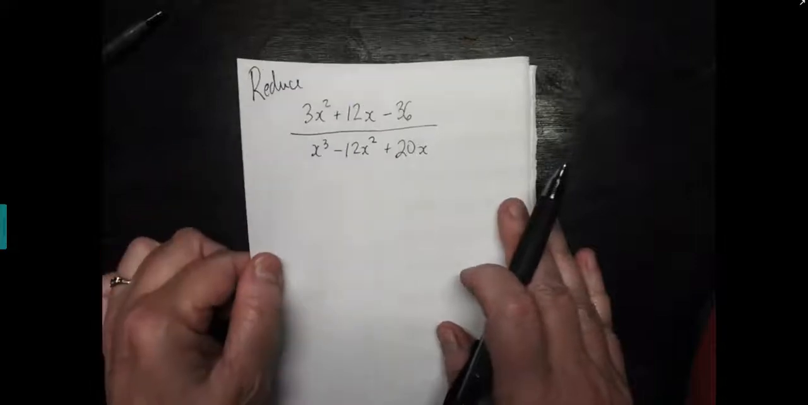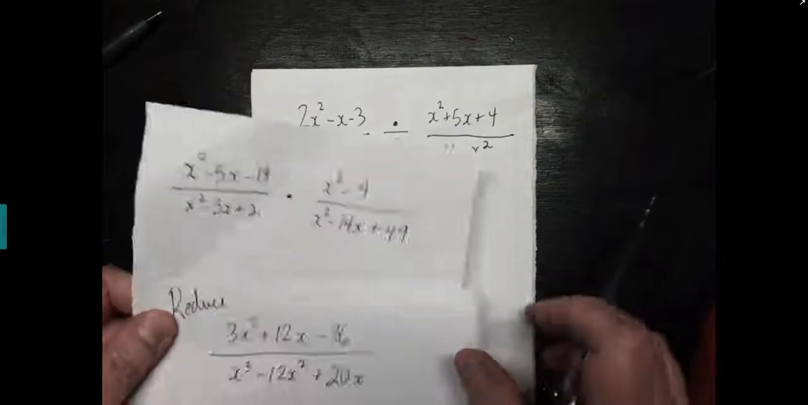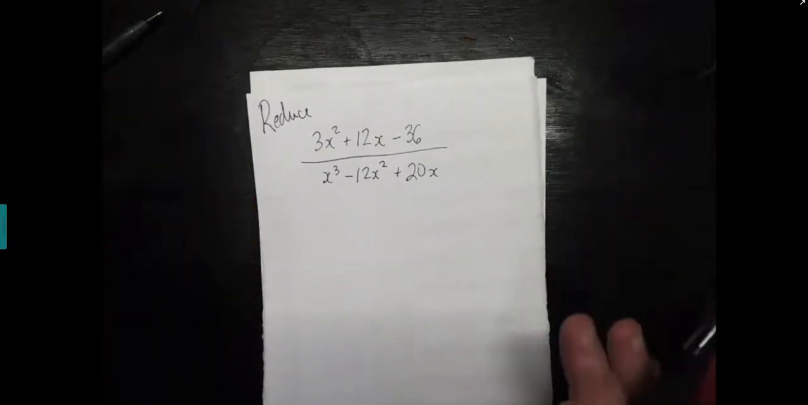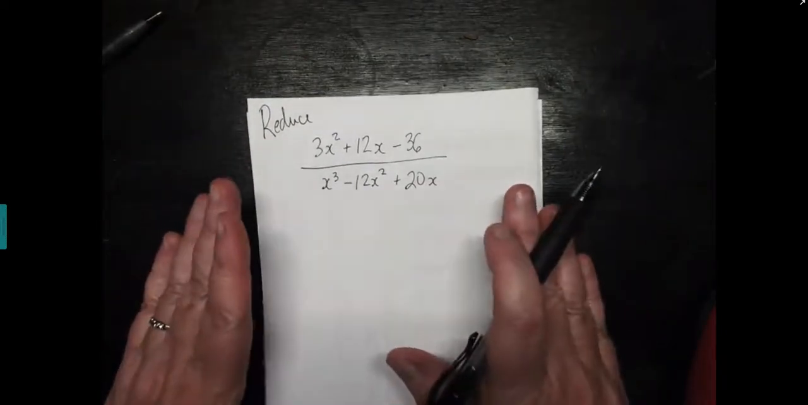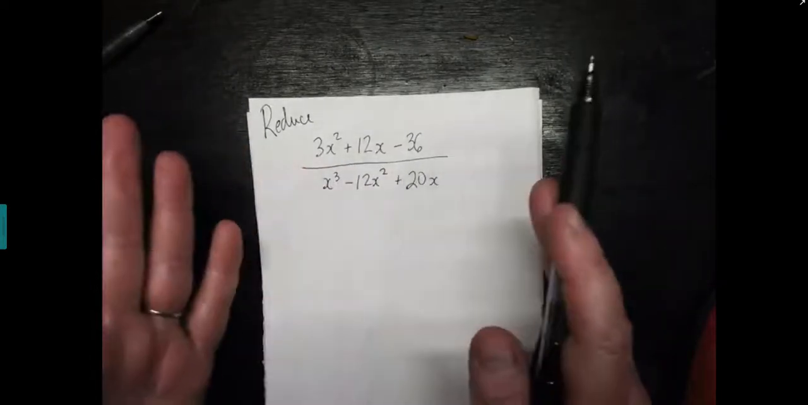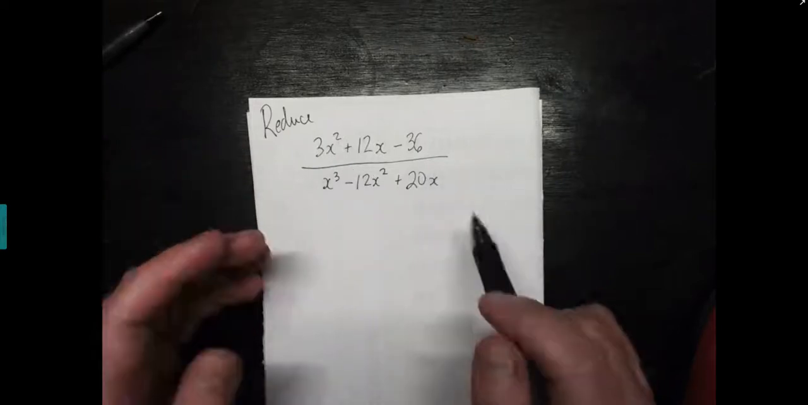In this video, we're going to be looking at reducing, multiplying, and dividing rational expressions. The key to doing this is knowing how to factor. So if I'm asked to reduce this rational expression here, in numerator and denominator, first of all, I need to see if they have any common factors that can be pulled out.